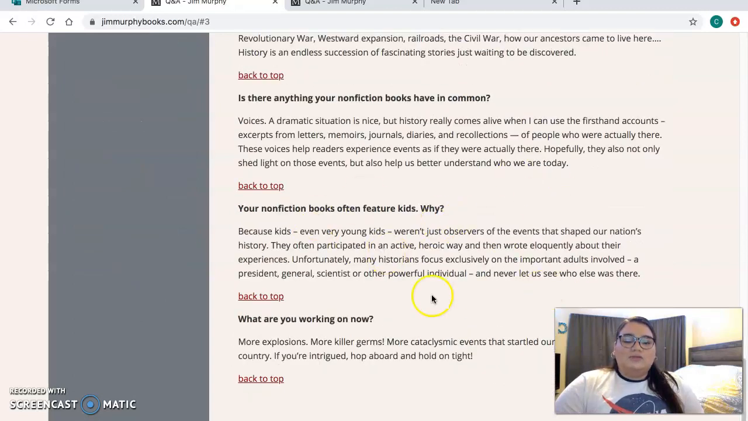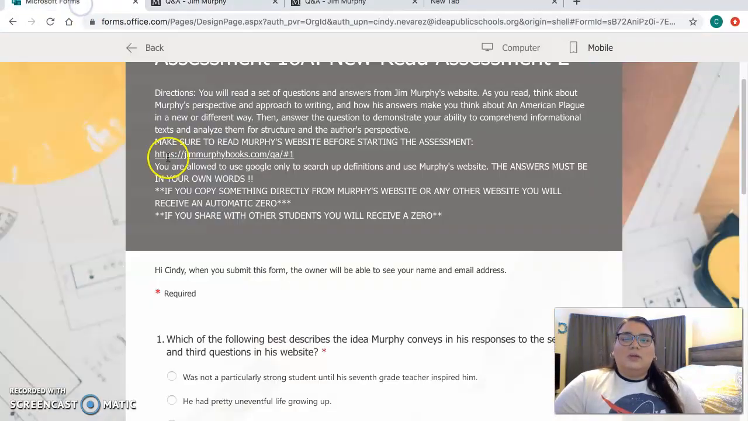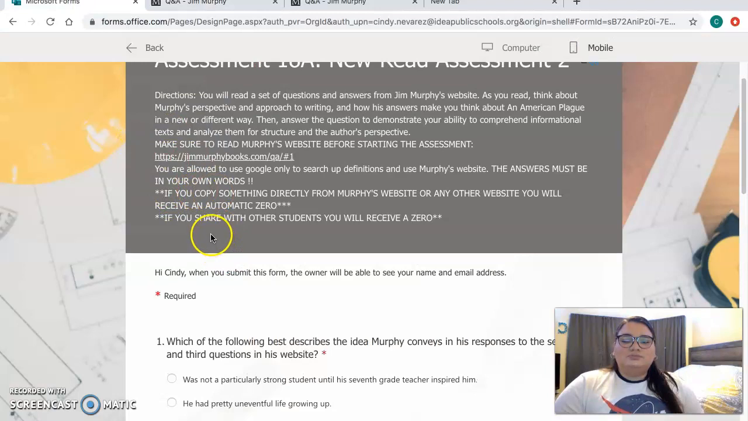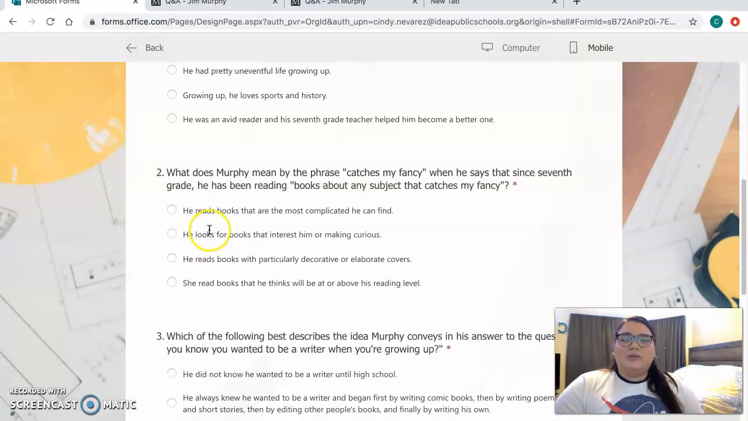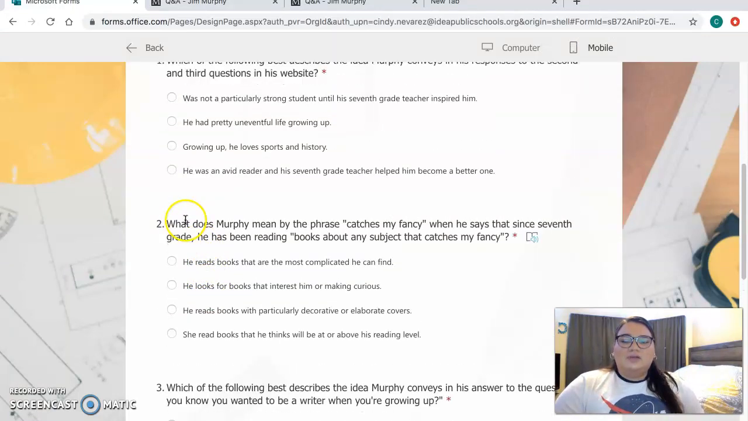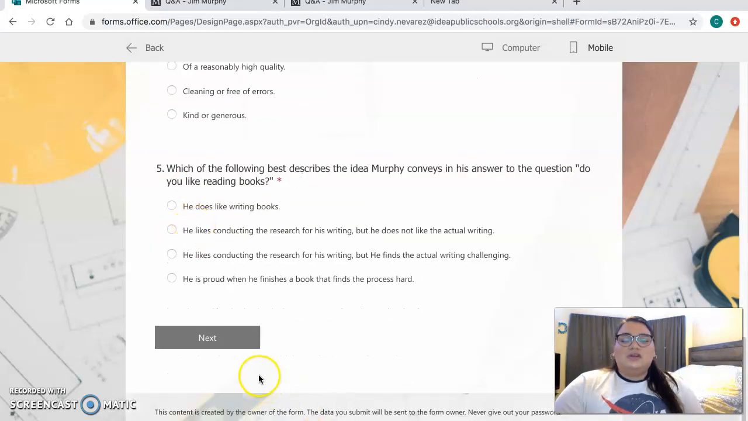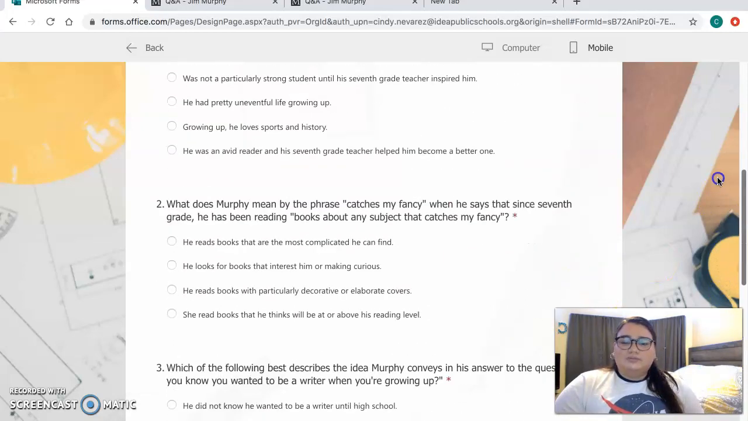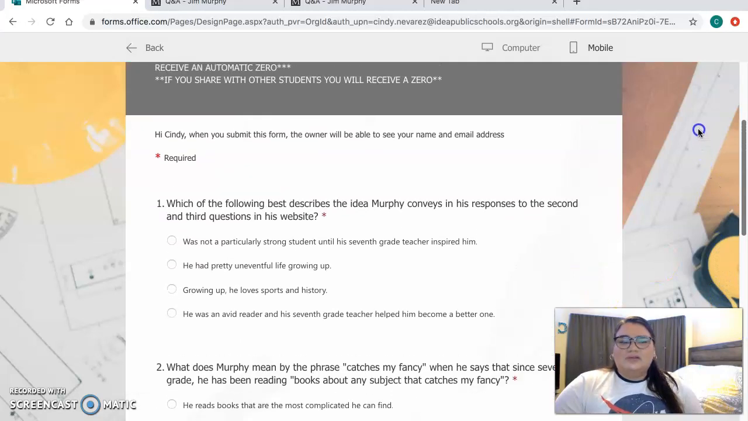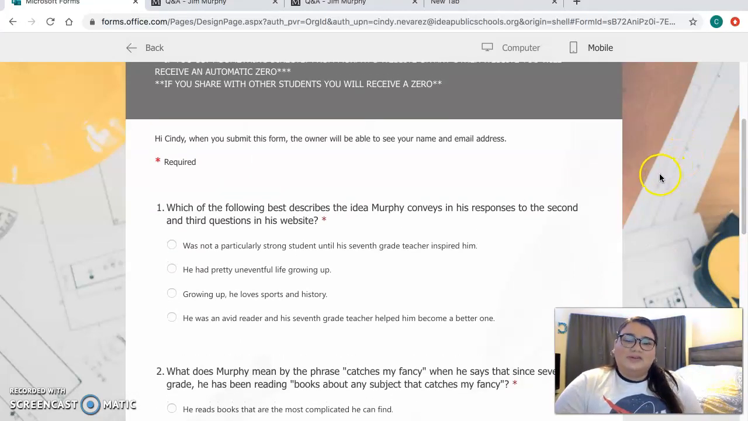Just get all the information that you can, and then you go back to the assessment form, and they have a couple of multiple choice questions. So there's a total of 5 multiple choice questions, and then there's a next button, and in the next button you have a couple of open-ended questions. So I estimate maybe 30 minutes for you to do this assessment. It's pretty easy. The first question is a little bit tricky, so I'm going to go ahead and review it with you.